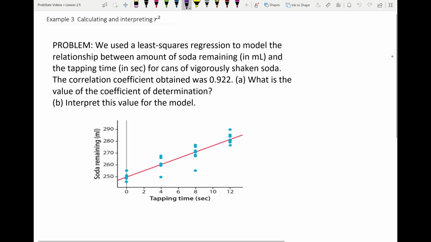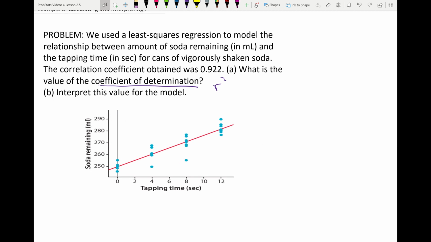All right, so let's look at the following problem. We want to calculate and interpret the R squared, the coefficient of determination. So before, we used the least squares regression to model the relationship between the amount of soda remaining and the tapping time for cans of vigorously shaken soda. The correlation coefficient obtained was 0.922, and this was back in the previous lesson. What is the value of the coefficient of determination? And remember, the coefficient of determination, that just means R squared. So let's find the value of the coefficient of determination.